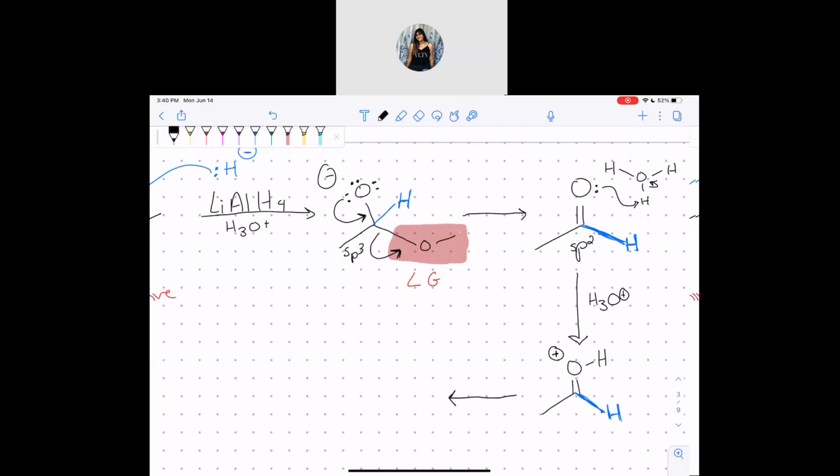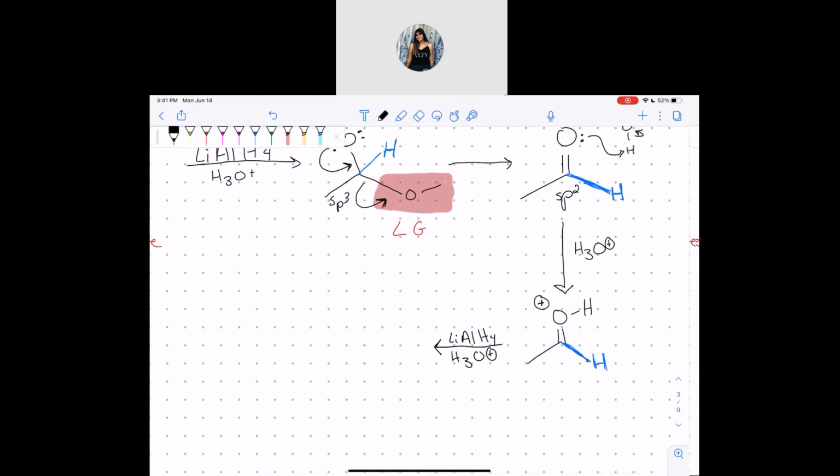Yeah, we have LiAlH4, which is a whole mouthful. What else do we got? H3O plus, yeah, we have some extra acid. And let's not forget, we also have our side product, which is the alcohol, right? It's not really important. I know someone always asks about it. This is a byproduct, and we don't really care about it.